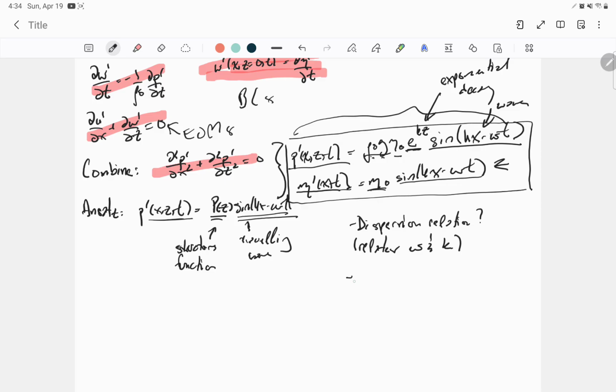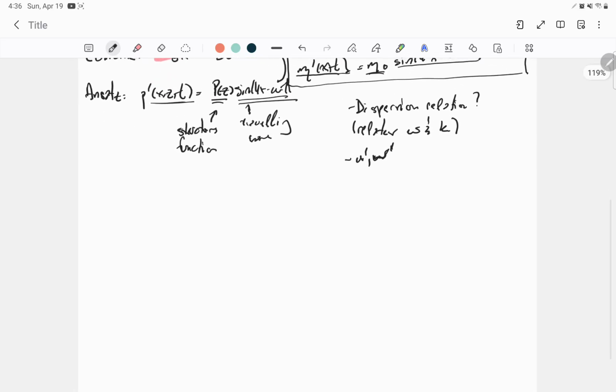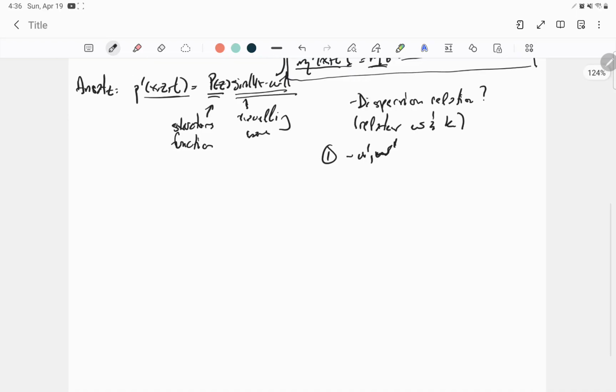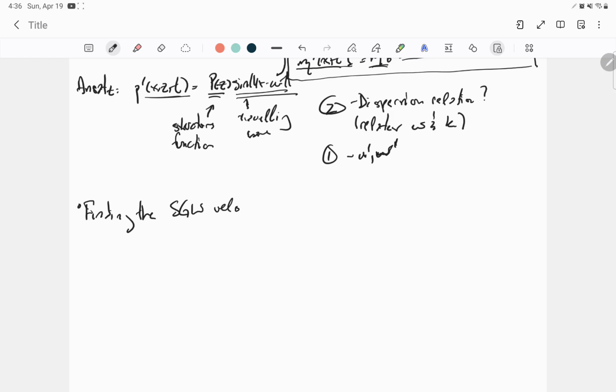And the other thing we don't know is u prime or w prime. We haven't figured out formulas for these velocities, and so that's what we're going to finish off today. Okay, so we're going to find formulas for u and w, to complete our picture of how the waves look in terms of all of the variables. And then second, we're going to do the dispersion relation. So our first topic for today is finding the surface gravity wave velocity.